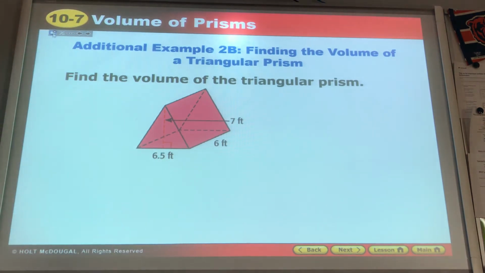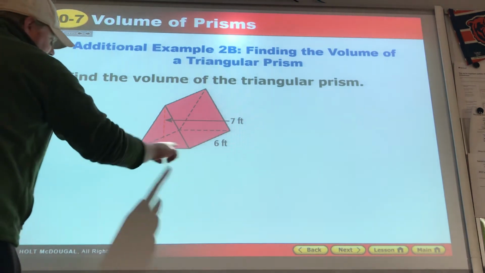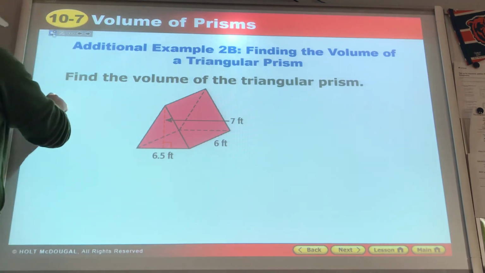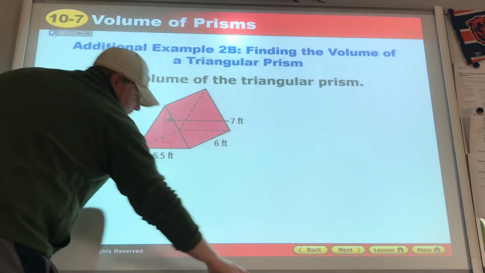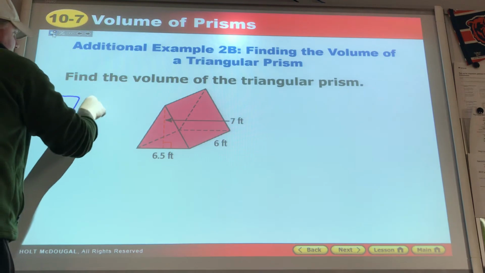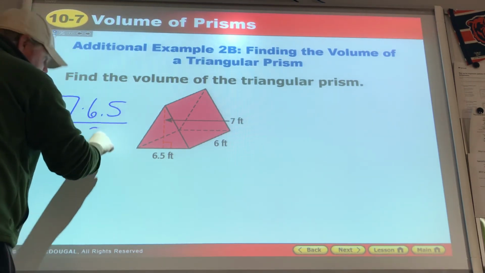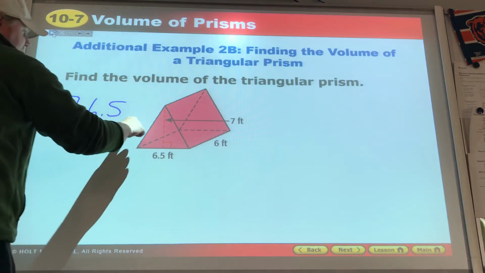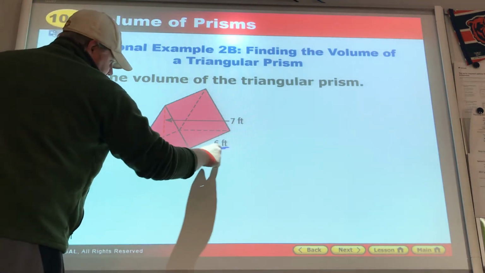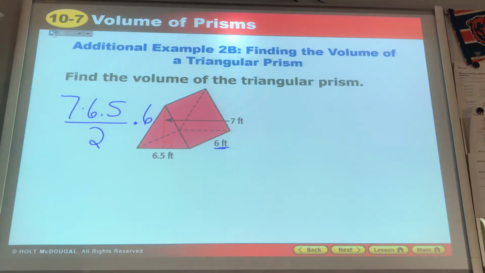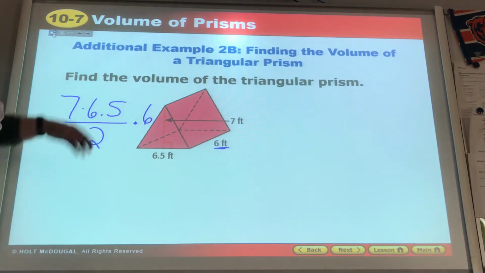All right. To find the area of a triangle, we do base times height. 7 times 6.5 divided by 2, times the height. The height is 6. All right. There's our problem that we have. Remember, I say divided by 2. They say multiply by 1/2.